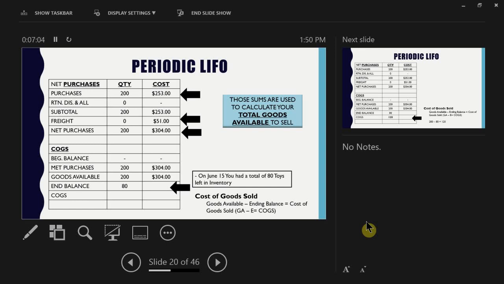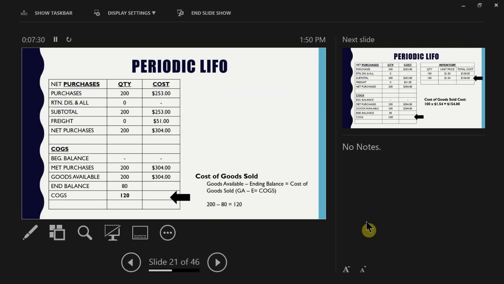So whatever your net purchases is going to be the same as your goods available. Then the last thing noted is that on June 15, you had a total of 80 toys left in inventory. So if I begin with 200 items, my goods available, and I ended up with 80, what is my total items sold? 120.